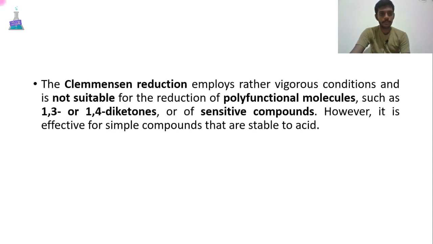Let's see some examples. The Clemmensen reduction employs rather vigorous conditions. It employs vigorous conditions and it is not suitable for reduction of polyfunctional molecules like 1,3-diketones or 1,4-diketones, or of acid sensitive compounds. However, it is effective only for simple compounds that are stable to acid.